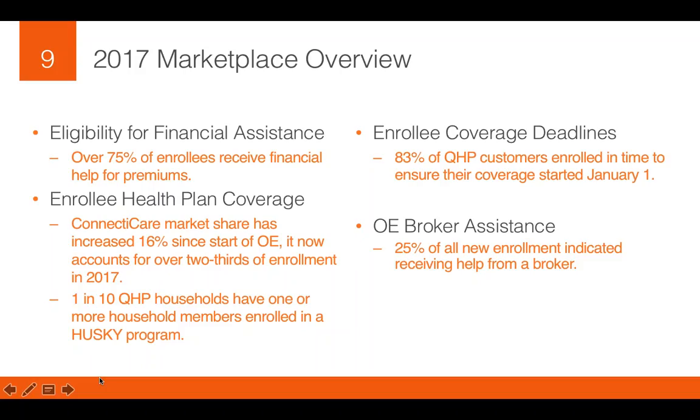Regarding health plan coverage, in terms of the carrier competition, Connecticut now accounts for 3/4 of the enrollment, while Anthem accounts for the remainder. And 10% of all QHP households are mixed households, meaning someone with QHP coverage has an individual in their household that is in a Husky program. Traditionally, it's a dependent. Regarding coverage deadlines, a large majority of the population enrolled or renewed prior to the December 15th deadline, meaning their coverage started on January 1st. So that's a good sign. And then lastly, regarding the broker assistance, we found that about 25% of the new enrollments received broker assistance, of which nearly 1/4 of them were AHCT brokers that were housed in the call center or the storefronts.